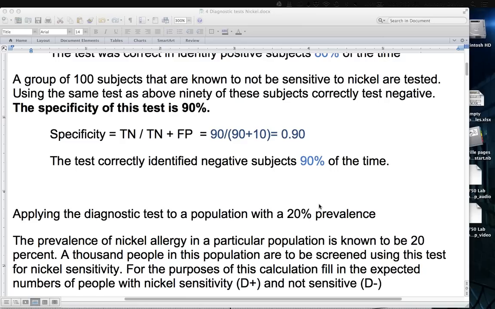They don't have the disease. The test said that they did have the disease. So you're right, they're false positives.